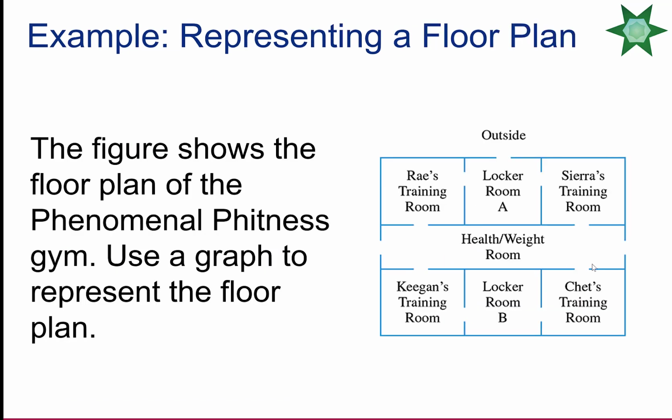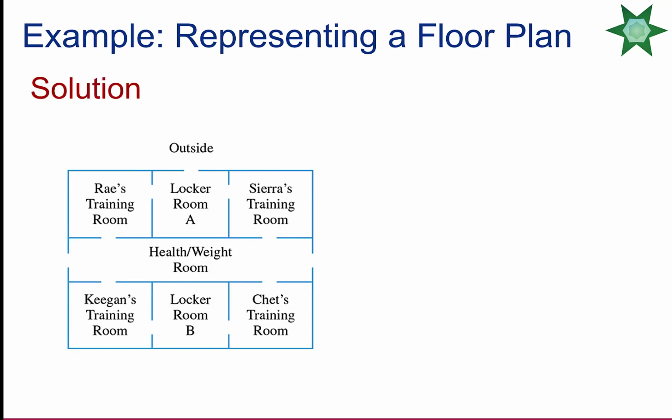The figure shows the floor plan of the Phenomenal Fitness Gym. Use a graph to represent the floor plan. When you're going to create a graph of a particular application, you want to look and see what kind of relationships you see between the different parts of the picture. If we notice in this picture, to get to the outside from the physical fitness rooms, we can go 3 ways. We can go in each end of the health and weight room and also from locker room A, but not from any of the other rooms.